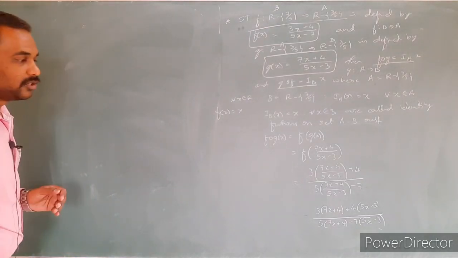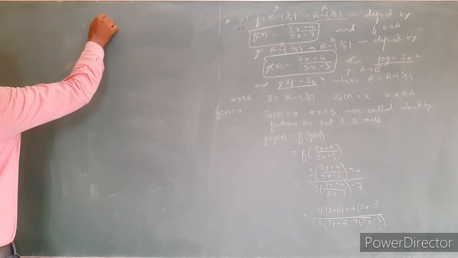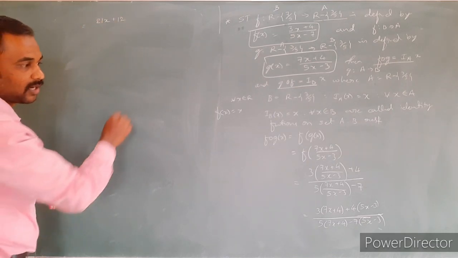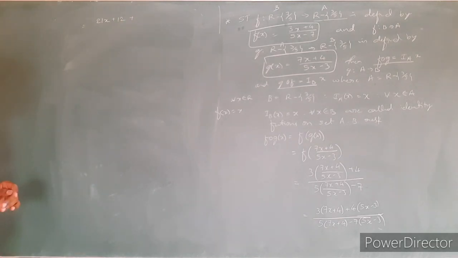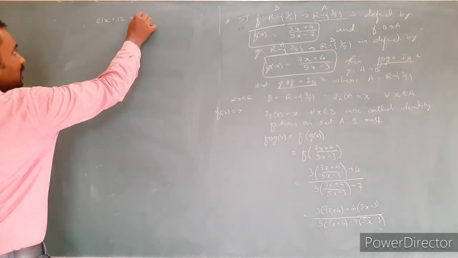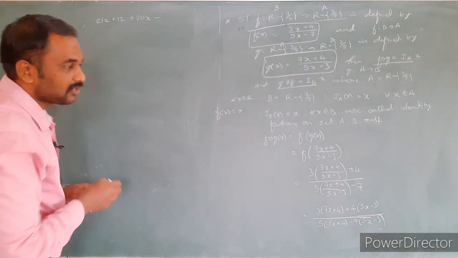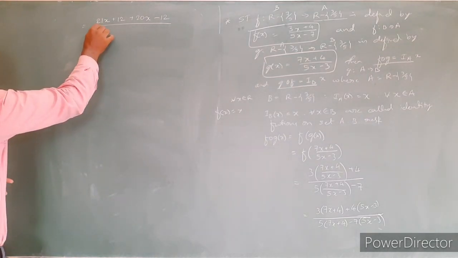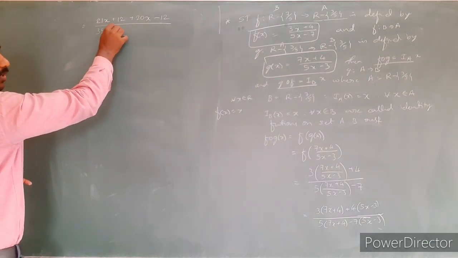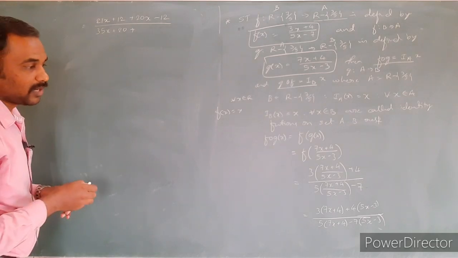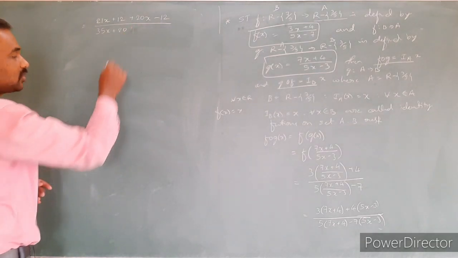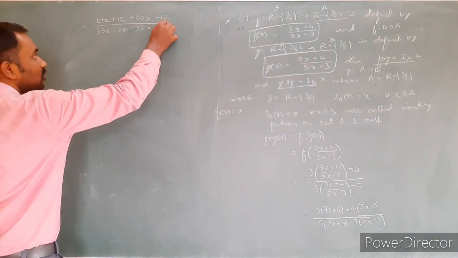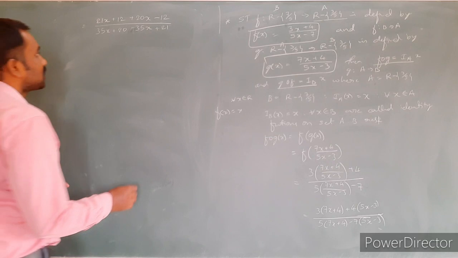Okay, simplify. Numerator multiply: 21x plus 12 minus 4 into the bracket 20x minus 12, whole thing divided by, similarly, 35x plus 20 minus 7 into 5x minus 35x plus 21. Which terms get cancelled?